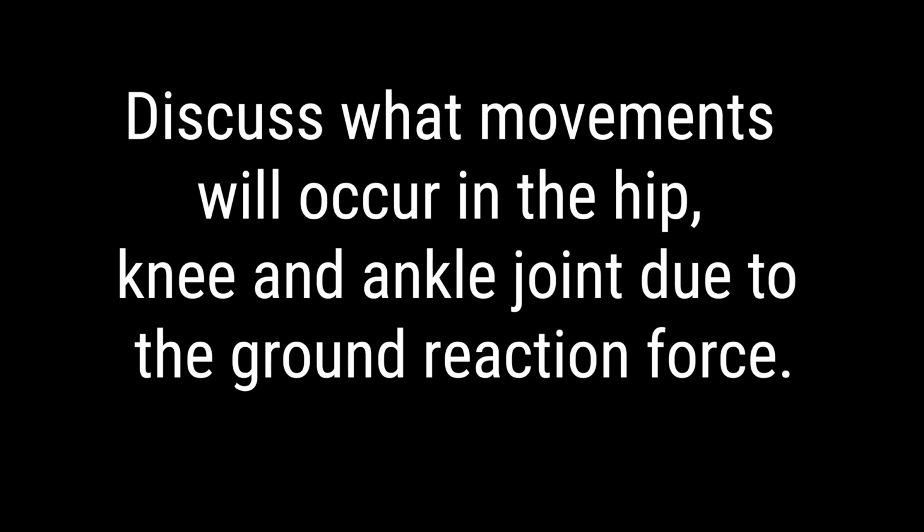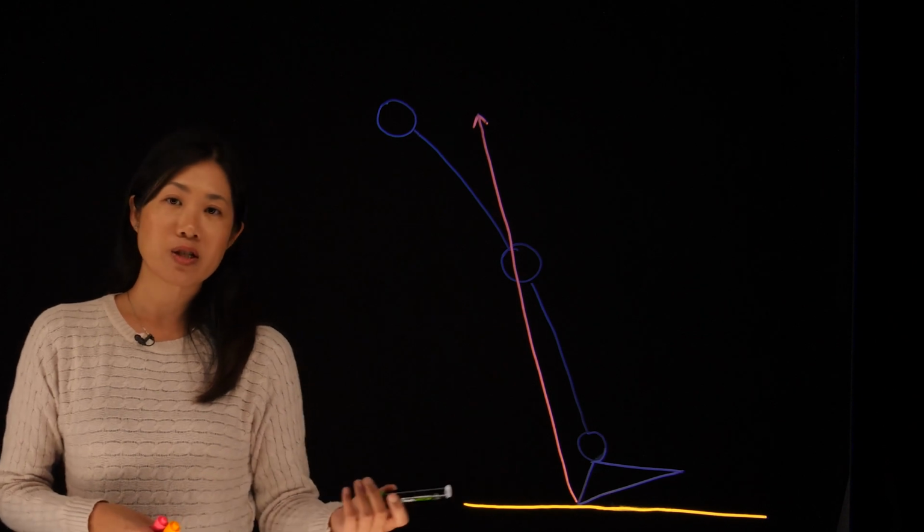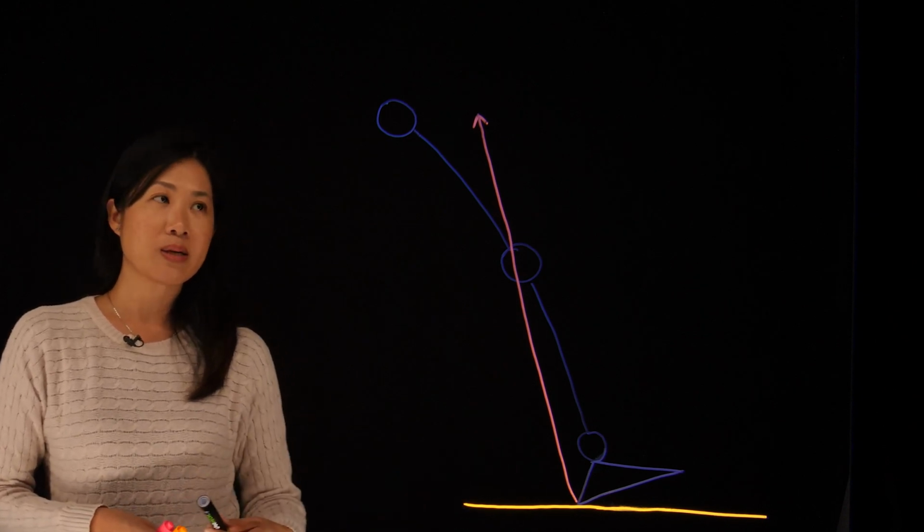Hi students, today we're going to go through the final question of tutorial session 4. This is the opportunity for you to see how all the math that you've learned in the first few slides applies to the human body. The question requires you to work out the effect of the ground reaction force on each joint in the lower limb.